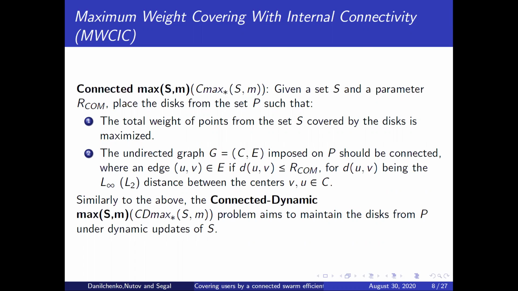I continue with the problems where drones provide connectivity between themselves. Connected Max: given a set S and the parameter r com, place the disks from the set P such that the total weight of points from the set S covered by the disks is maximized, and the undirected graph imposed on P should be connected. Similarly, the connected dynamic version aims to maintain the disks from P under dynamic updates of set S.